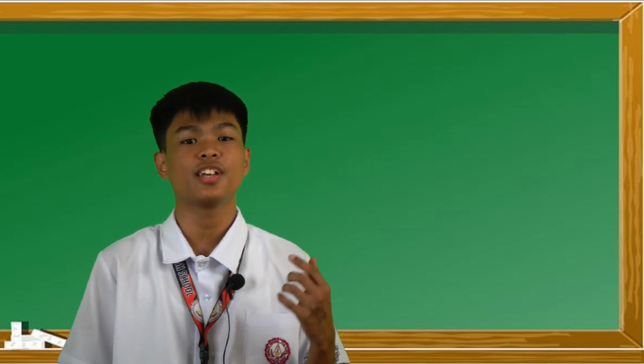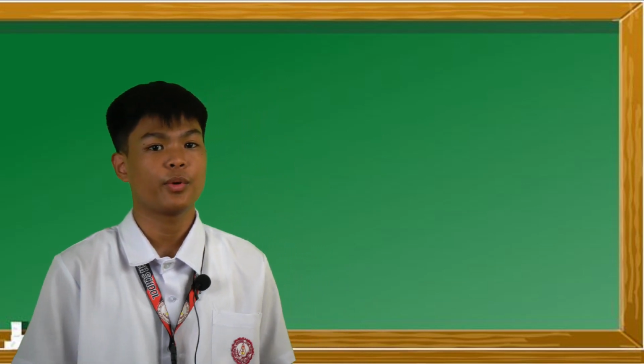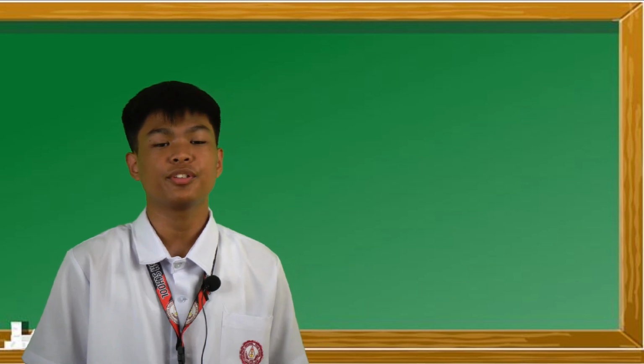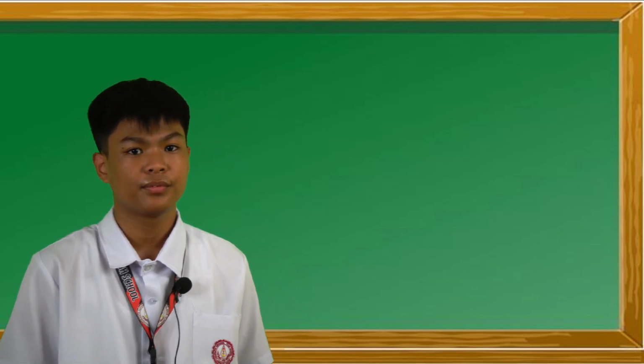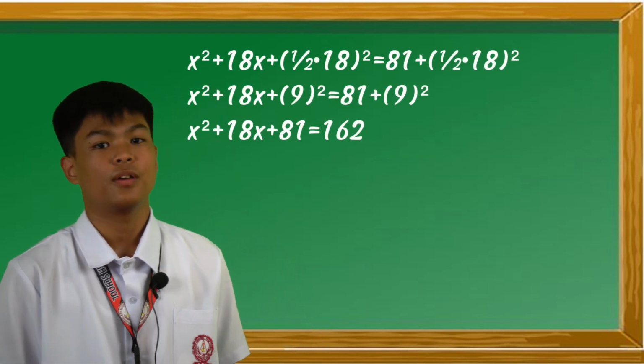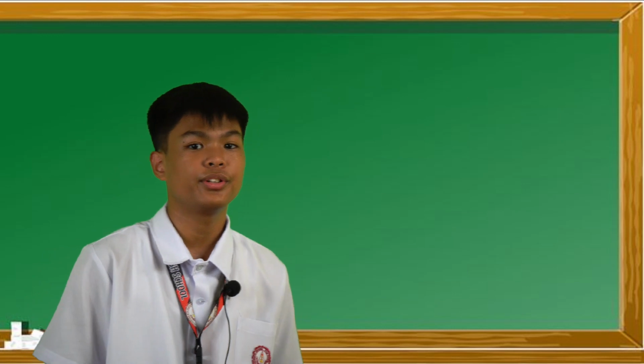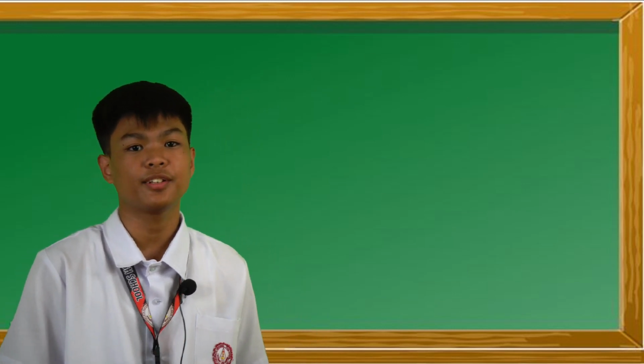Now let's have this example to practice this method. First, we transpose the constant term: x squared plus 18x equals 81. We then multiply it by half and multiply it by itself. After that, we just need to solve the equation. Extract the square root and solve for the x sub 1 and x sub 2.